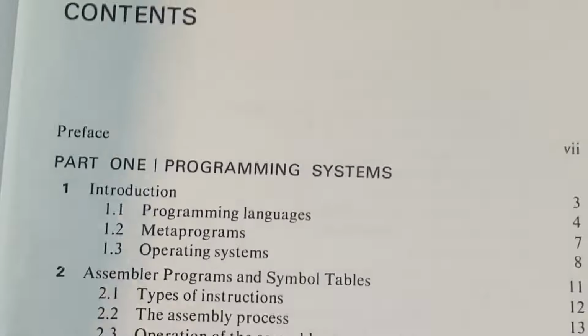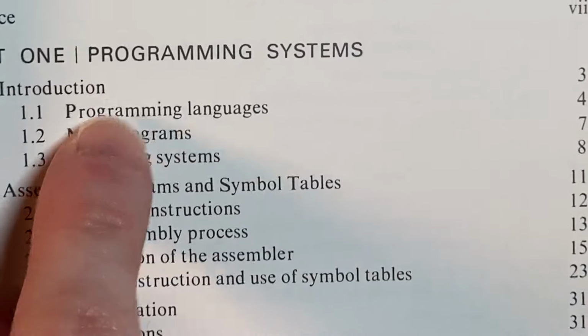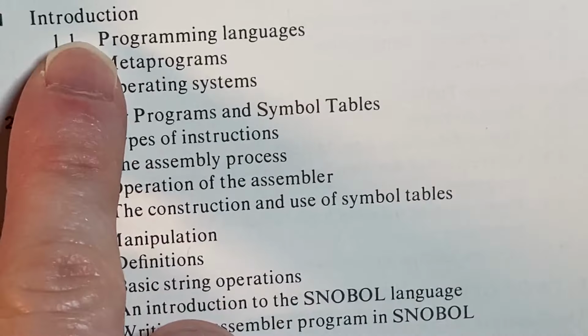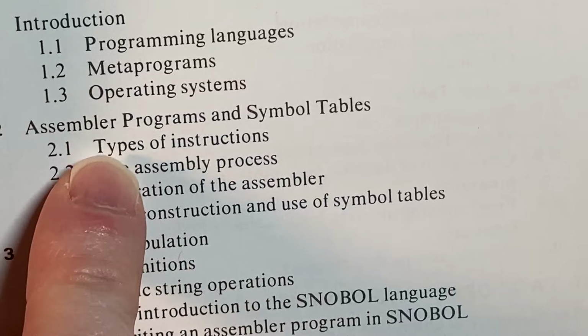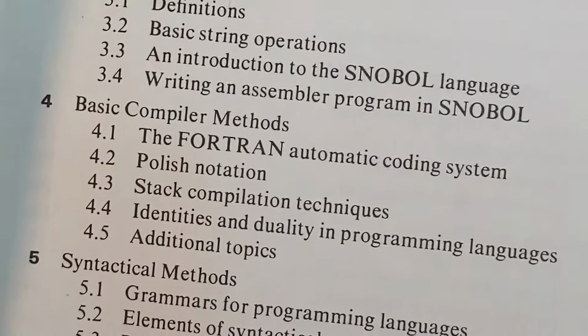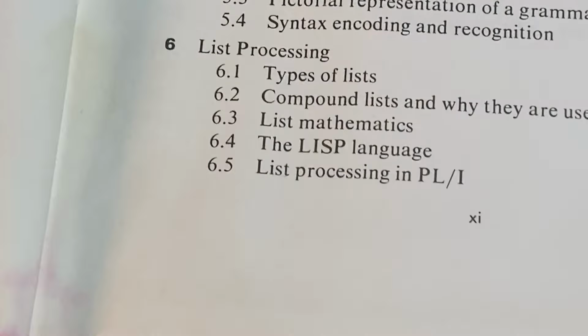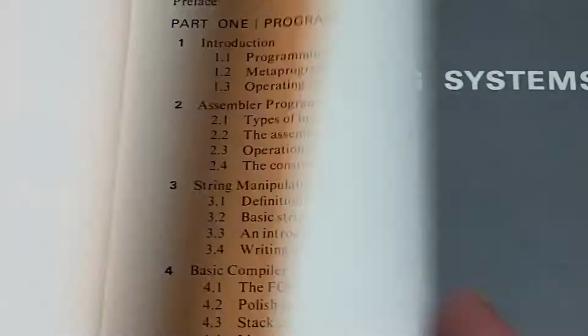Yes. Yes, sir, Harry Katzan, Jr. No joke. Here we go. Here are the contents. Part one is programming systems. So it starts with an introduction, and you have these subtopics here. Let's go slowly so you can read all of the topics. Basic compiler methods, list processing, let's turn the page.